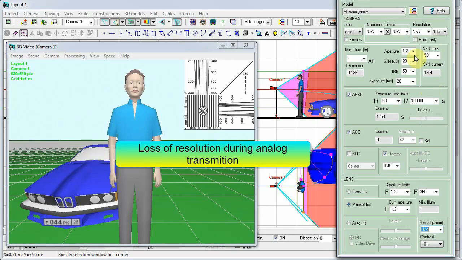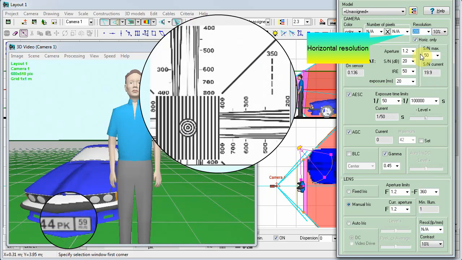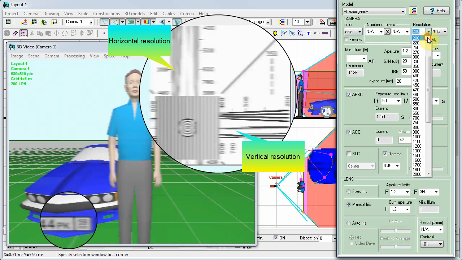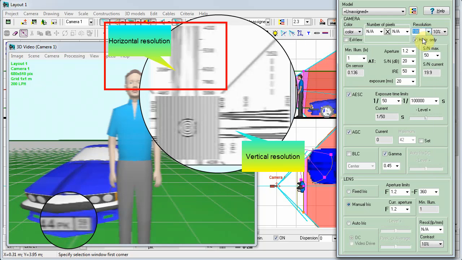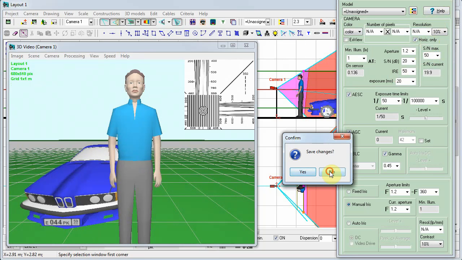Loss of resolution during analog transmission. Loss of horizontal resolution occurs during transmission of analog signal by a long cable and as a result of conversion into analog signal and then into digital. Losses take place with analog cameras of previous generations as well as with modern high-definition analog cameras. During transmission of analog signal, only the horizontal resolution degrades. Vertical resolution is determined by the number of lines and does not degrade during the analog transmission.